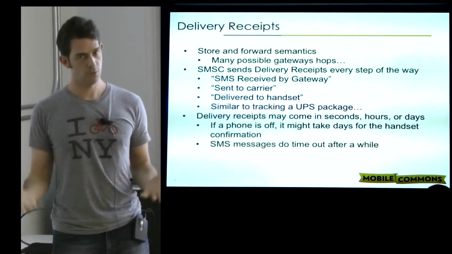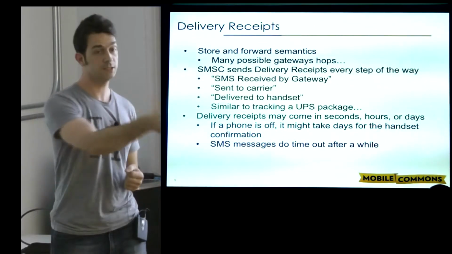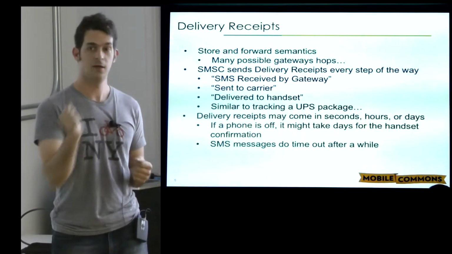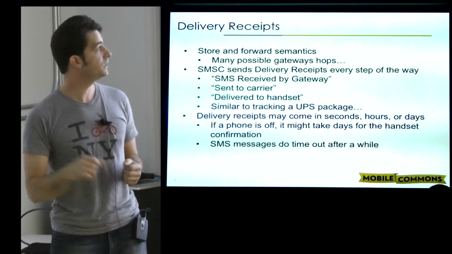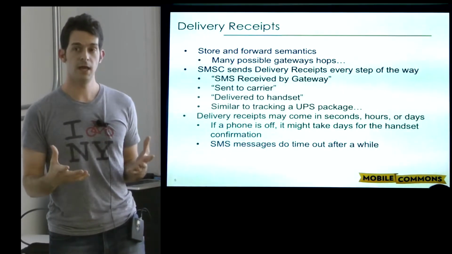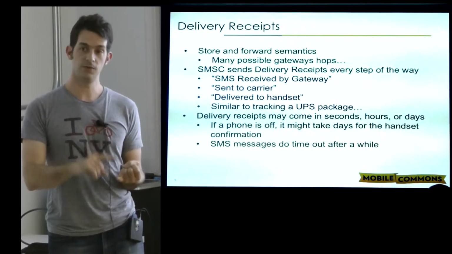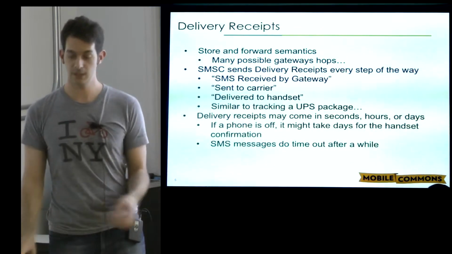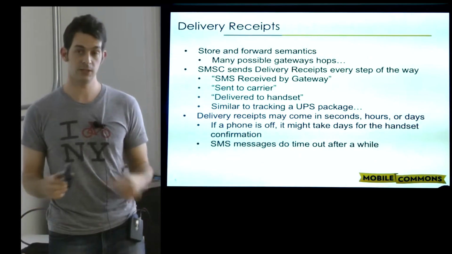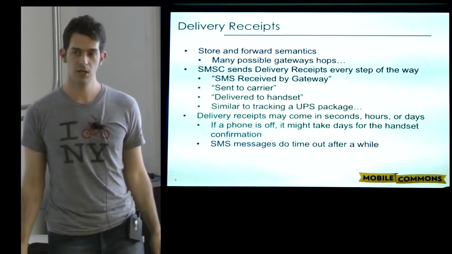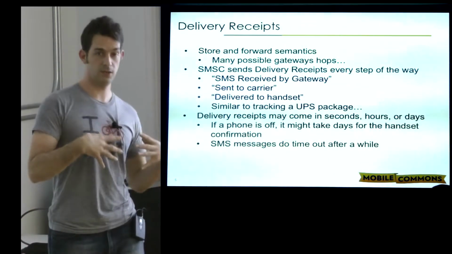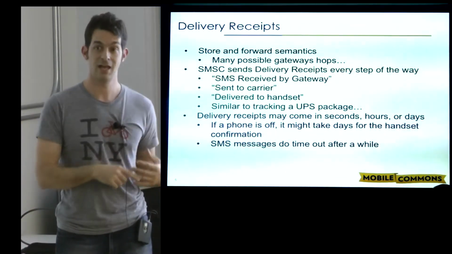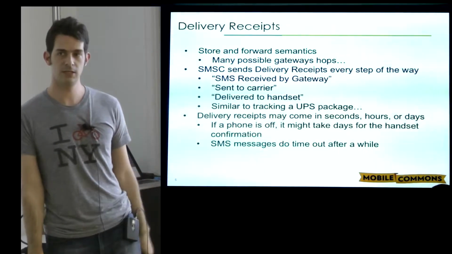So when you're in HTTP land, you make a request and you immediately get back 200 OK, or 500 server error. In this case, you send it off and then you wait. And you wait to get a response that says it was received by the gateway, it was received by the carrier, it was received by the handset. And modern handsets will actually send back a delivery receipt so that the server, or the client connected to the server, can find out that it was delivered. And that process can take seconds or it can take days.